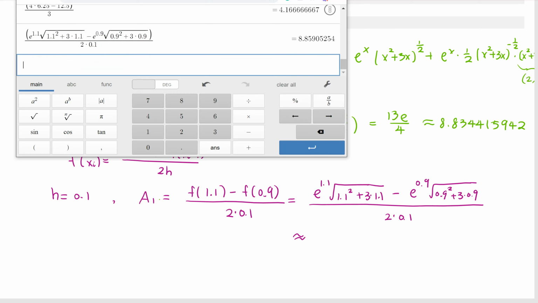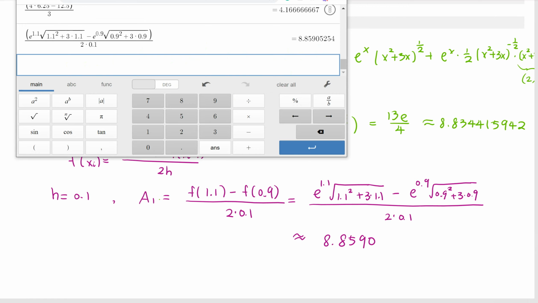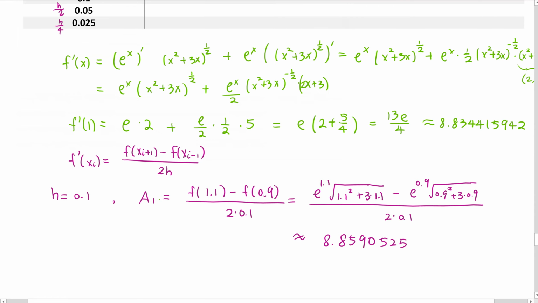So we get 8.859052554. So 8.8590, and what is that? 5254. So this is A1. You can see it's still close because the true value is 8.83 something. So we get 8.85 something, but still close, right? It's not way off.